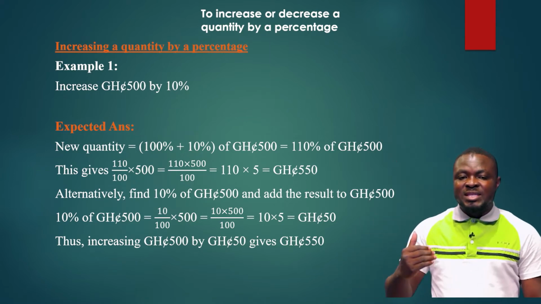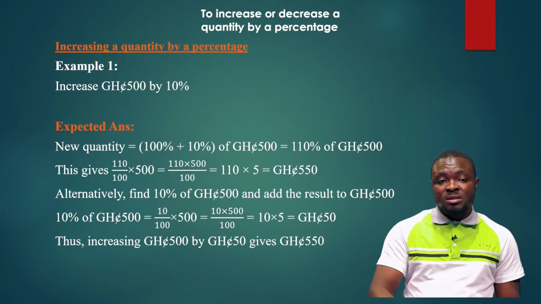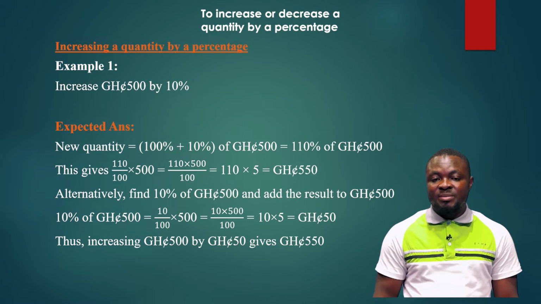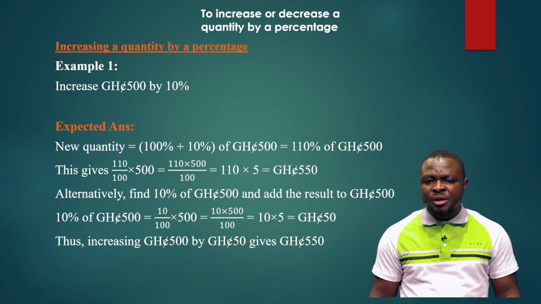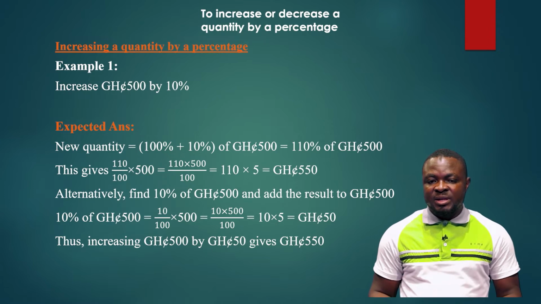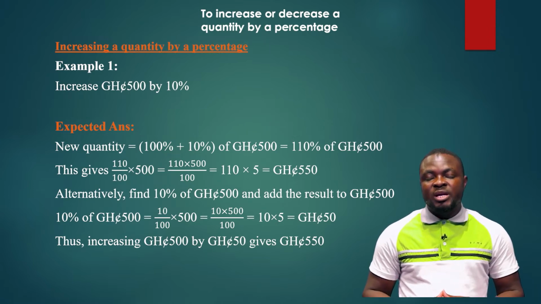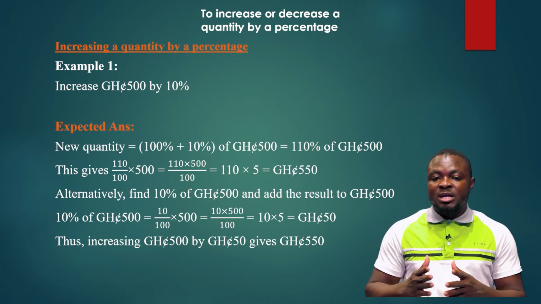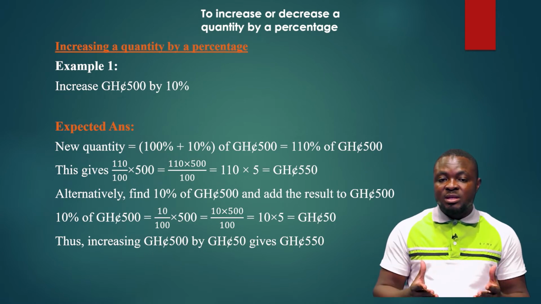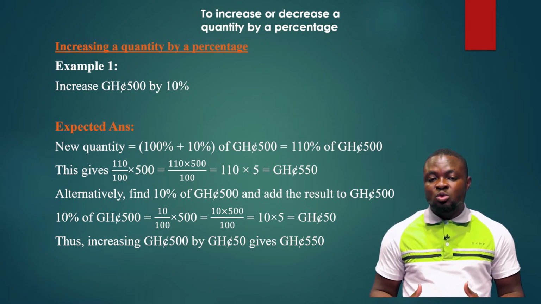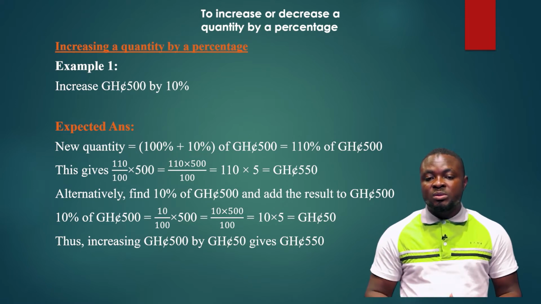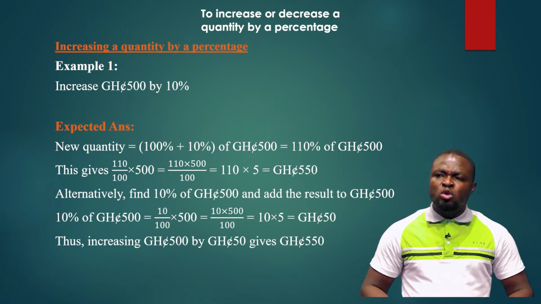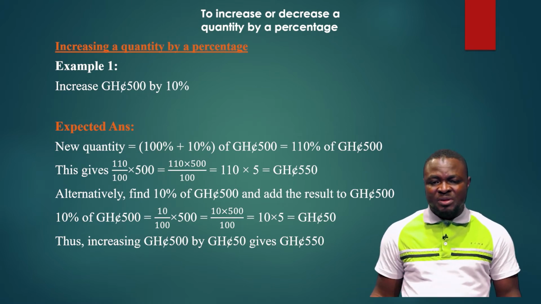So we end up with 10% of 500. 10% is the same as 10 divided by 100. So 10 divided by 100, all multiplied by 500. The same way, take the whole number 500 and multiply by the numerator. You end up with 10 times 500 divided by 100. Always watch out to see if there are some zeros to cancel. You can see the numerator has 3 zeros, the denominator has 2. So the 2 zeros will go with 2 zeros, and then you end up with 10 times 5, which is 50 Ghana cedis. So this 50 Ghana cedis is 10% of 500.